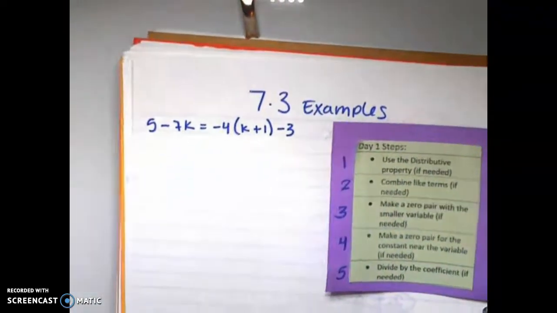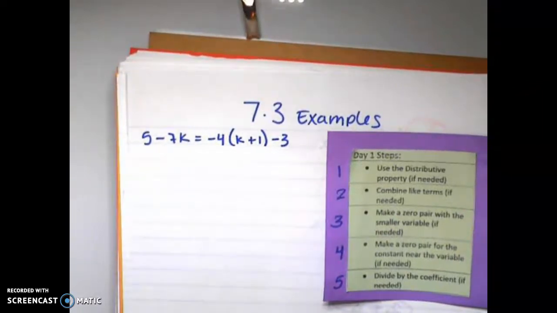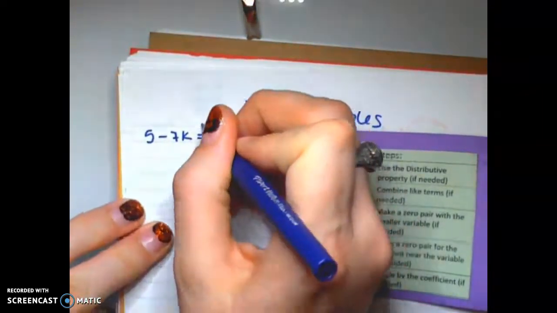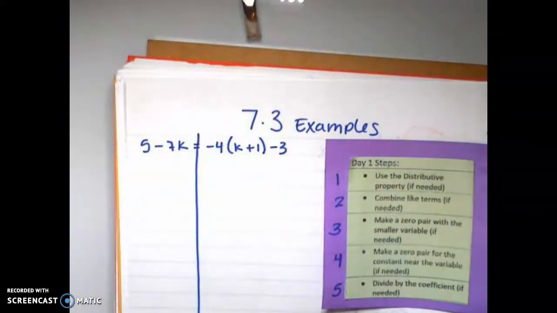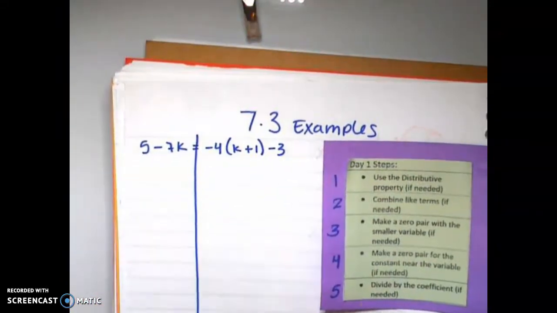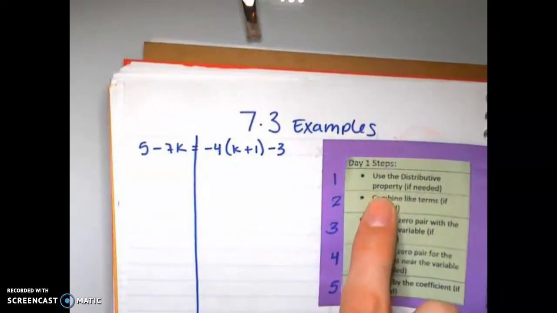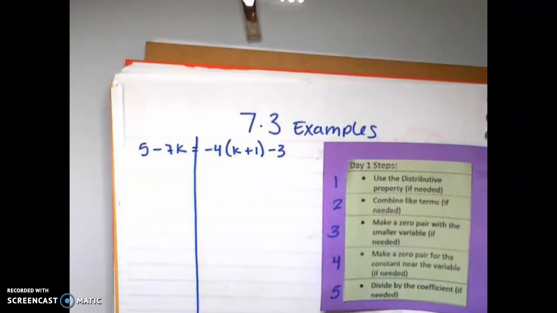Okay, so step 1. And don't forget, we gotta draw our line. Draw your line down the middle. This breaks up your equation from each side because you have to keep your equation balanced. So we're going to use the distributive property. Alright, so we're going to distribute.